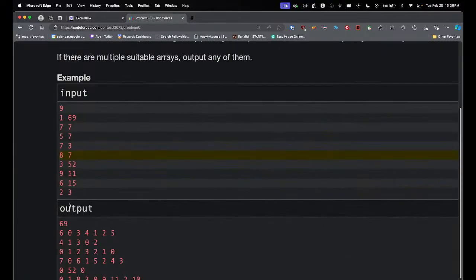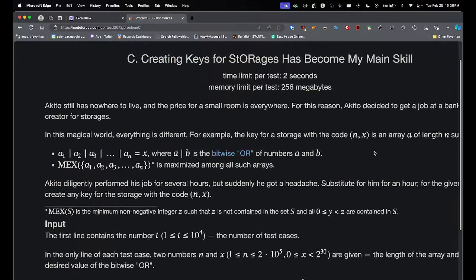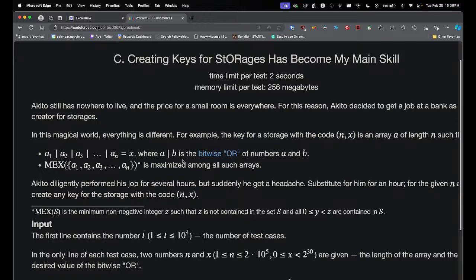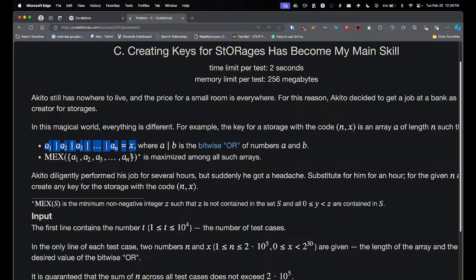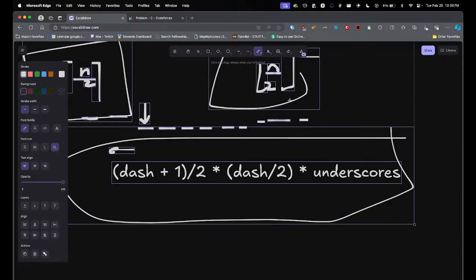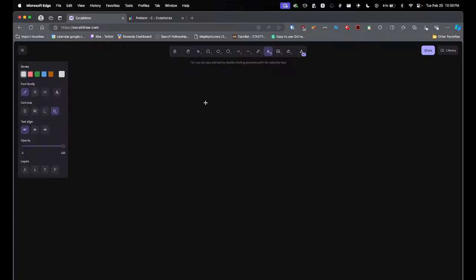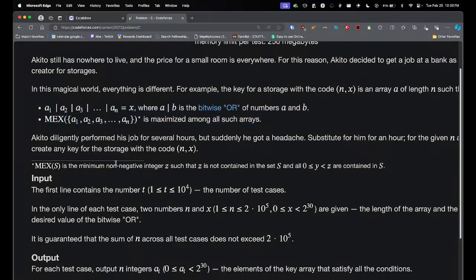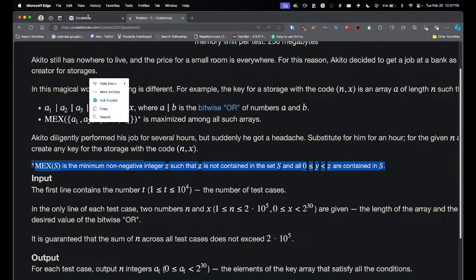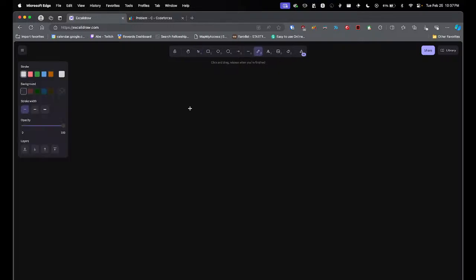For this question, you want to make an array of size n such that the OR of all numbers is x, and you want to maximize the MEX. Okay. So what is MEX? MEX is the minimum non-negative integer z such that it isn't in the array itself. So to maximize the MEX, what should my array look like? It should look like this, right?